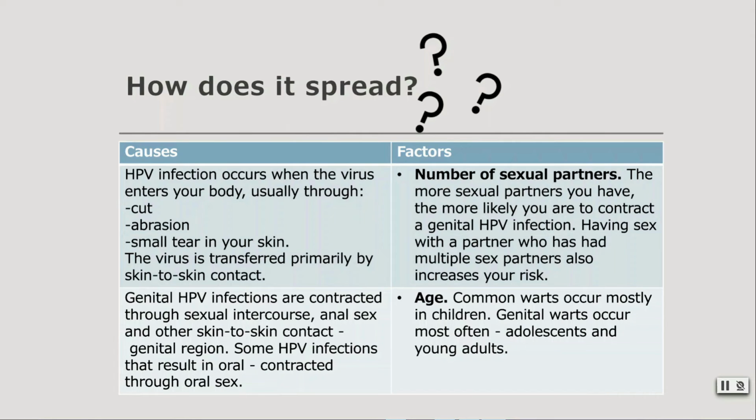The HPV risk factors are, first, the number of sexual partners. The more sexual partners you have, the more likely you are to contract a genital HPV infection. Having sex with a partner who has multiple sex partners also increases your risk. Second, age. Common warts occur mostly in children. Genital warts occur most often in adolescents and young adults.